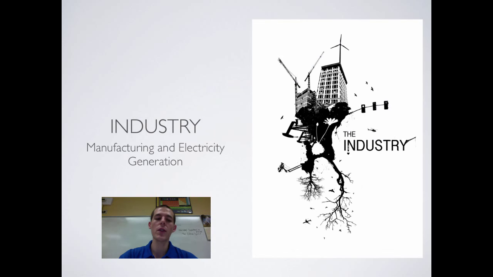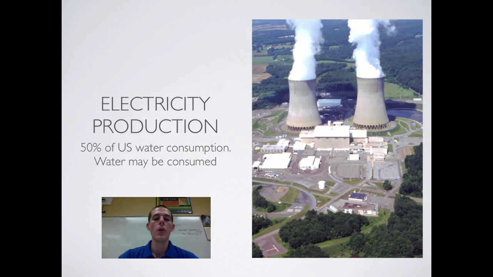Let's go ahead and move on to industry. When we talk about water use in industry, we are talking about primarily manufacturing and electricity generation. So I'm going to hit on each of those for just a second. With electricity production, this is 50% of American water consumption. So we use a lot of water in order to produce our electricity.